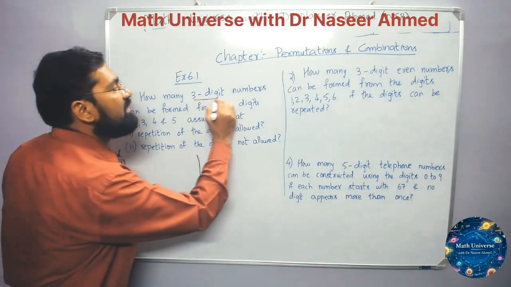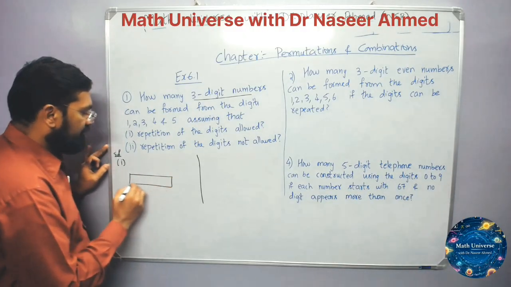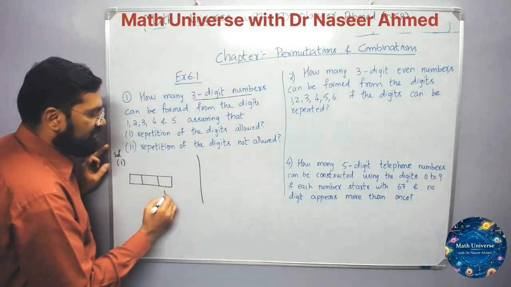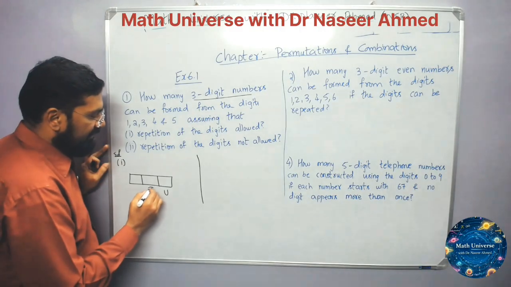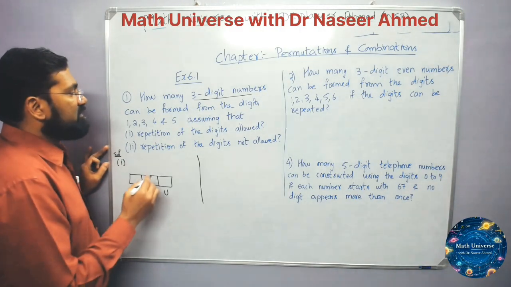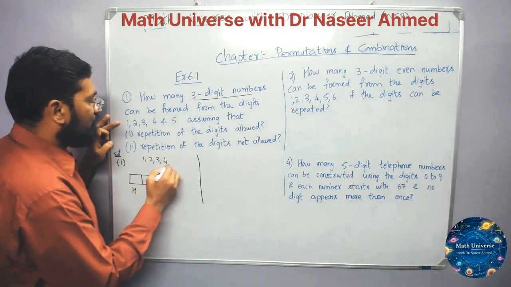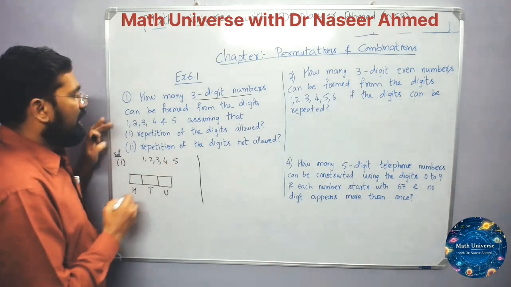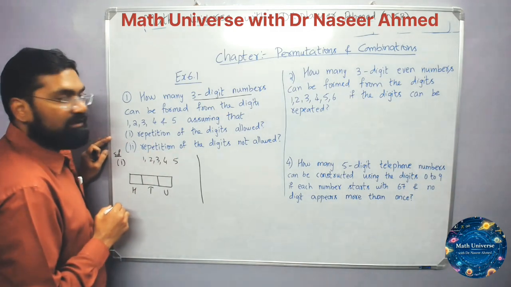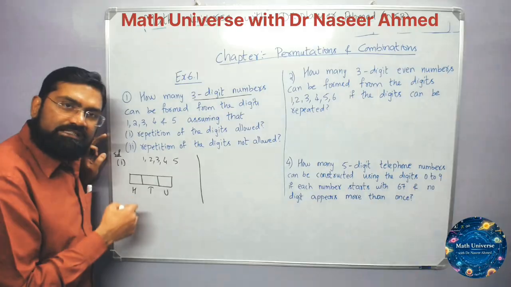What we want? 3-digit numbers. So we will have 3 boxes. The first box, the rightmost, is for the unit digit, then the 10s digit and then the 100s place. Now, which are the digits? 1, 2, 3, 4 and 5. And they said repetition allowed. So it means that if I have used one digit, again I can repeat the same digit.